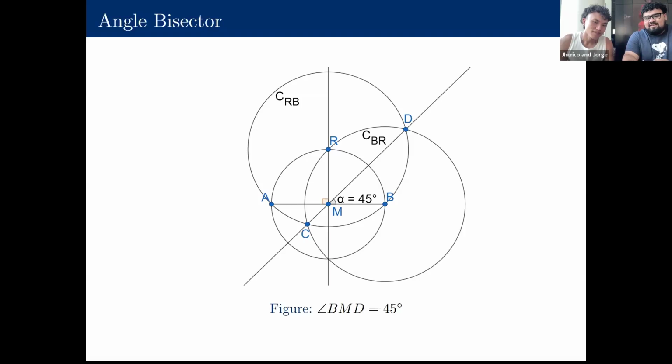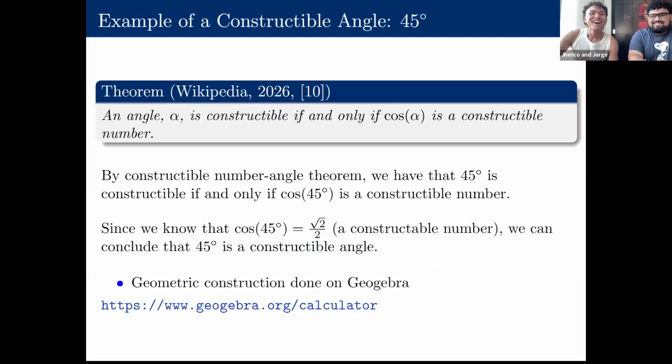And as we can see, we get the angle 45 degrees. So now we know that we can bisect the angle 90 to get 45 degrees, and that 45 degrees is a constructible angle because we were able to construct it using only a compass and straight edge. This is just another way to verify that the angle 45 is constructible.